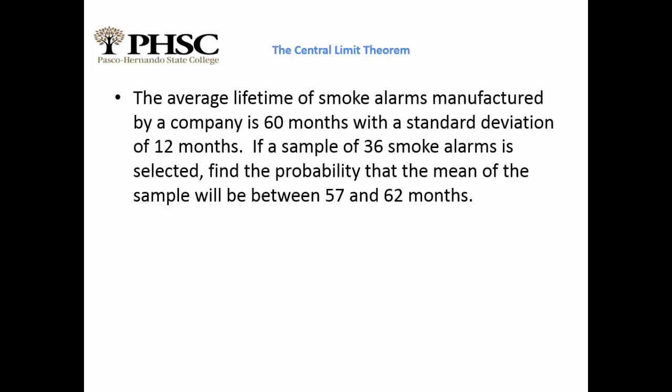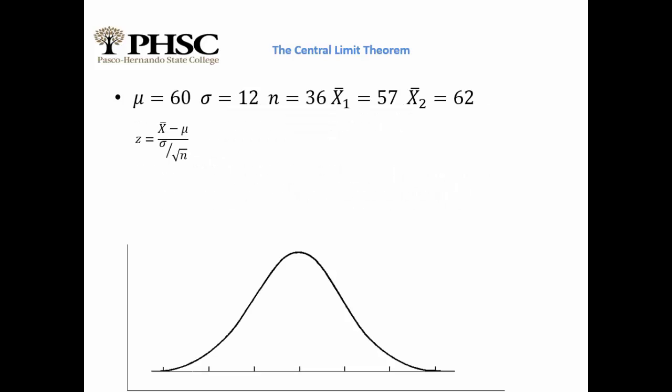Another example: the average lifetime of a smoke alarm manufactured by a company is 60 months, with a standard deviation of 12 months. If a sample of 36 smoke alarms is selected, find the probability that the mean of the sample will be between 57 and 62 months. So here mu is 60, sigma is 12, n is 36. Now x bar 1 is 57, x bar 2 is 62. So we're looking for the probability that the mean will be between 57 and 62.